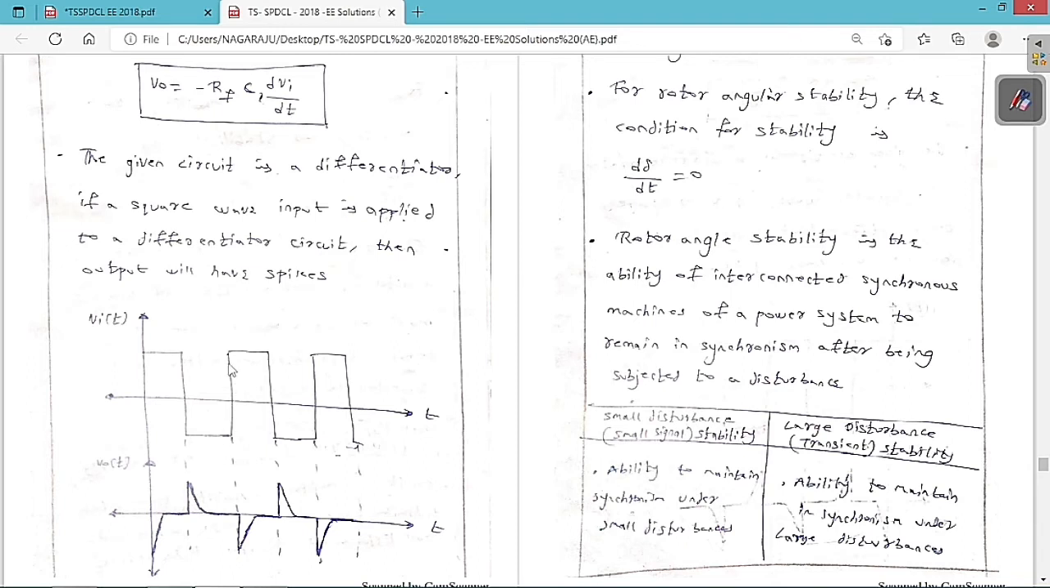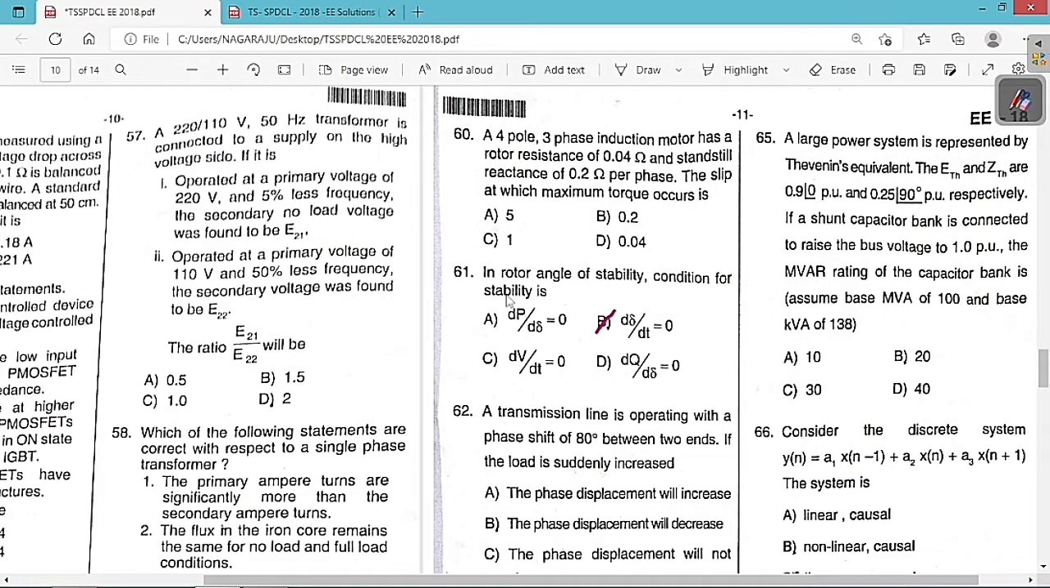Again there is a sudden rise in voltage, so the differentiation is positive, and positive with the negative sign is negative, so we get a negative spike here. Similarly here there is a sudden decrease in voltage, so the slope is negative, and negative with negative is positive, so we get a positive spike. This is the nature of the spikes, and this is the output voltage waveform. Whenever you give a square wave input to a differentiator circuit, the output waveform will always be spikes.